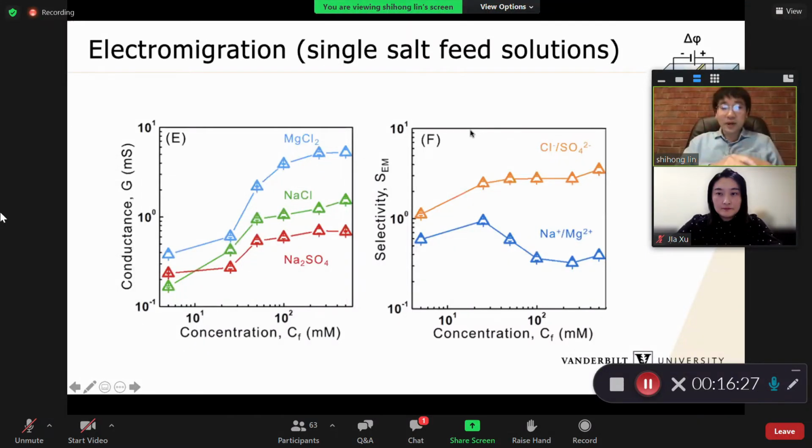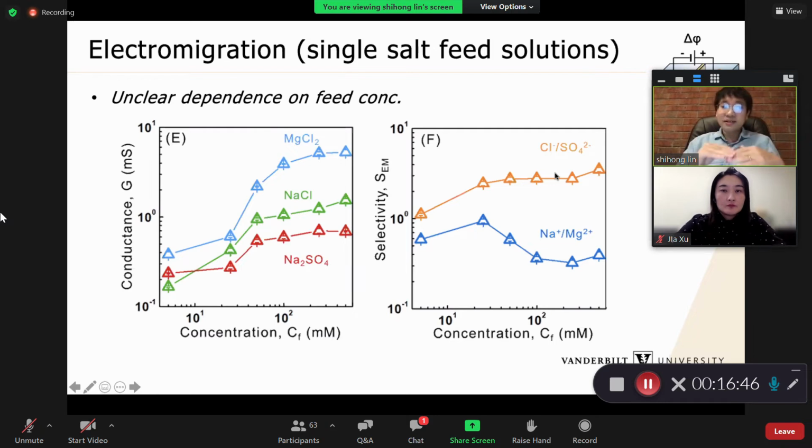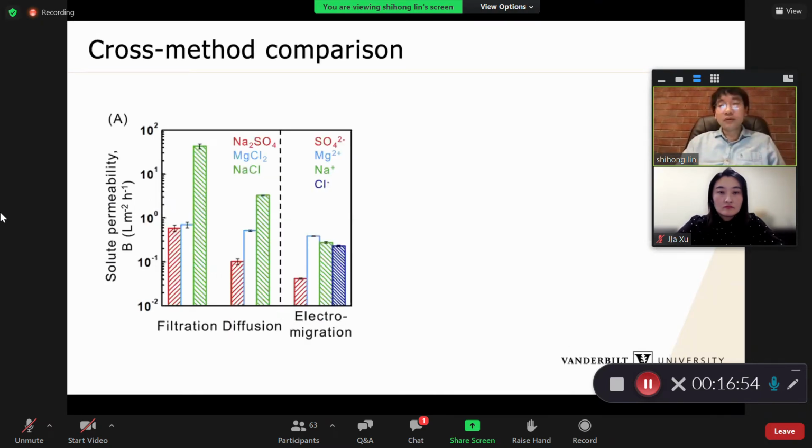Lastly, electromigration. So these are the corrected conductance as a function of concentration for the 3 different salts. And these are the calculated selectivities for the cation pairs and the anion pairs. So there's no clear dependence of the selectivity on feed concentration based on the electromigration experiments. Now, if we want to compare the 3 methods, right?